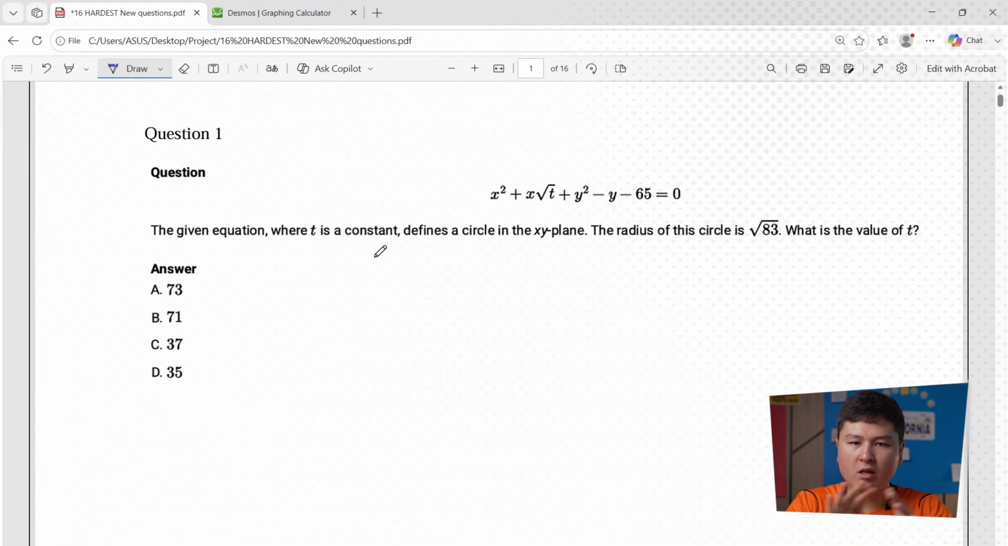Let's get started. So question 1, it's about a circle and you haven't seen this before. The given equation, where t is a constant, defines a circle in the xy plane. The radius of the circle is root of 83. What's the value of t? So here you just have to know the formula.